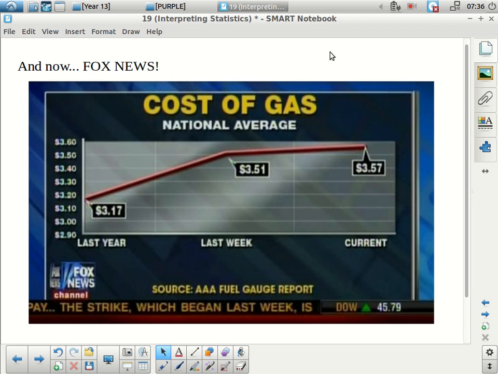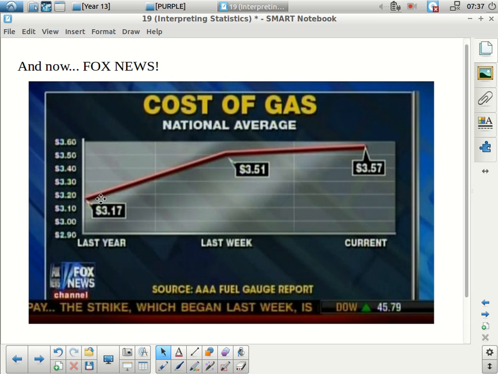Okay, again, I'll put up some more graphs here. Fox News is notorious for putting up graphs that are somewhat deceptive, to the point where they've actually been called on it and forced to apologize to people from time to time. So we'll go through a few of them.